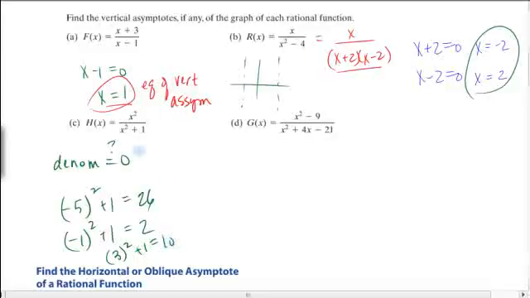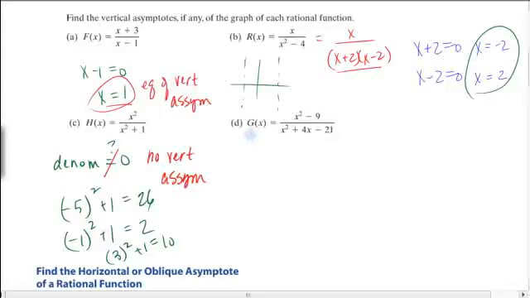The point I'm trying to make is this denominator will never be equal to 0 because I'm squaring whatever my value is and then adding 1 to it. I can never come up with 0. So since it will never be equal to 0, there is no vertical asymptote. Okay?